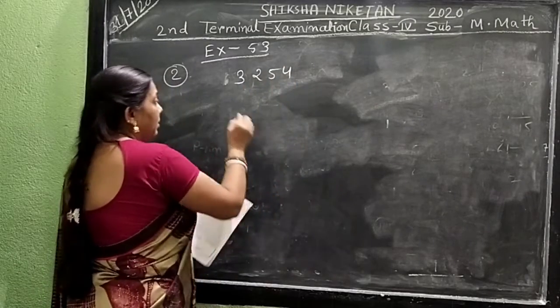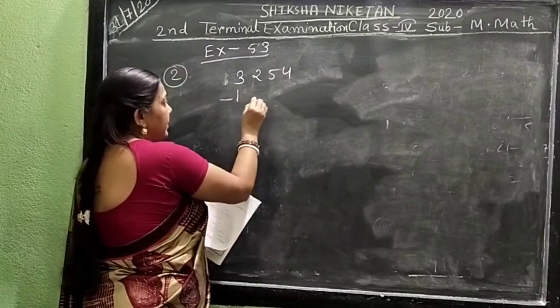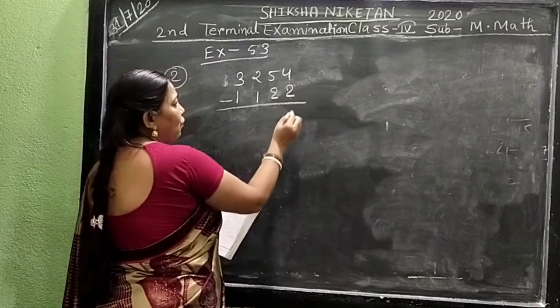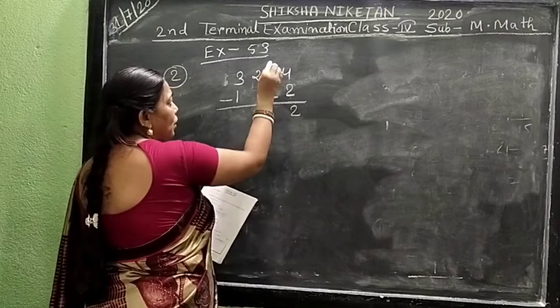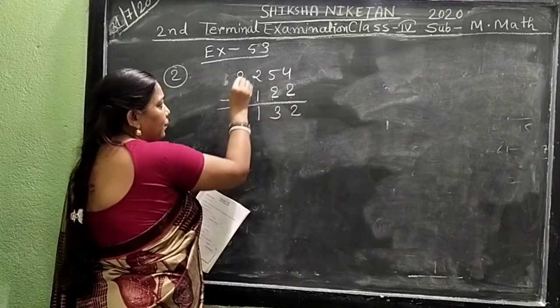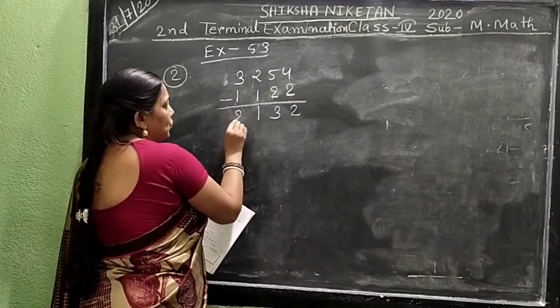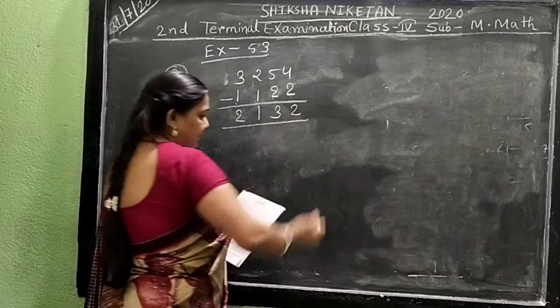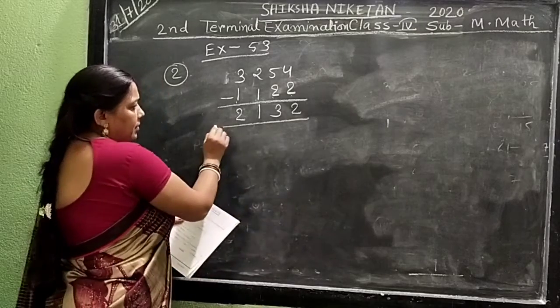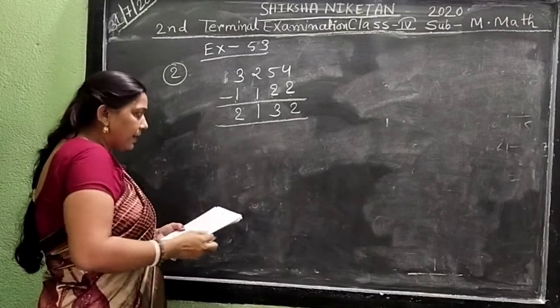3,254 subtract 1,122. 2 from 4, 2. 2 from 5, 3. 1 from 2, 1. 1 from 3, 2. Number of bags left is our answer. Okay, that is our answer.